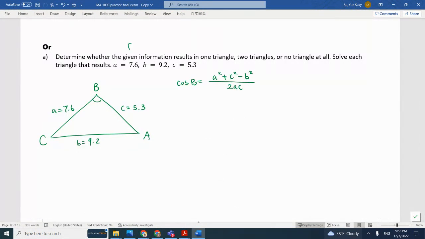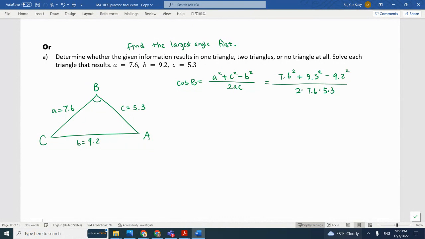Okay, so always find the largest angle first, because it could be obtuse, it could be acute. All right, so a is 7.6, c is 5.3, b is 9.2. Cosine of 2A is 7.6, c is 5.3.